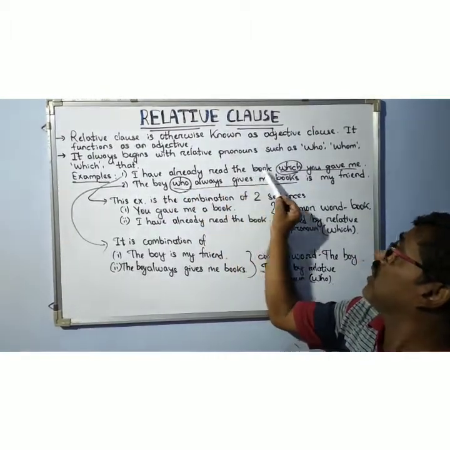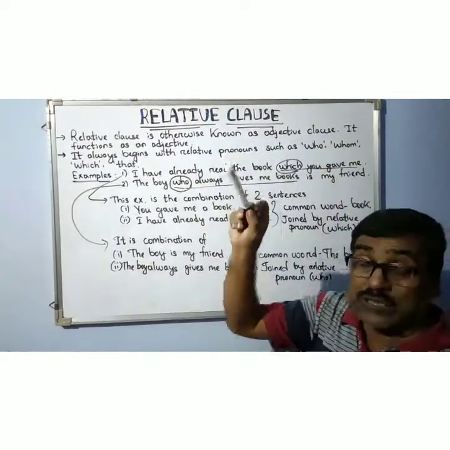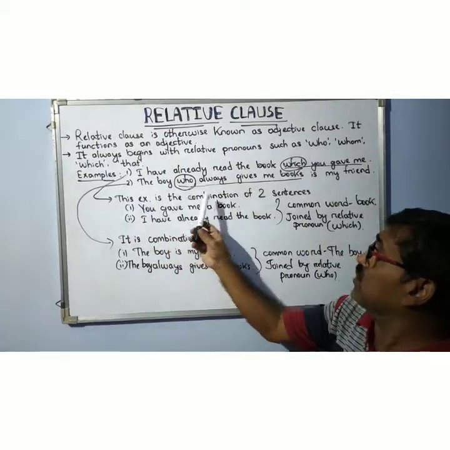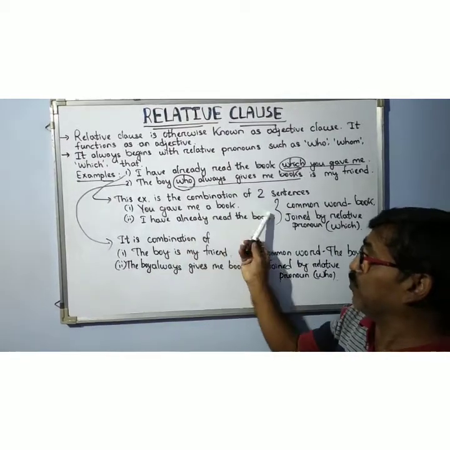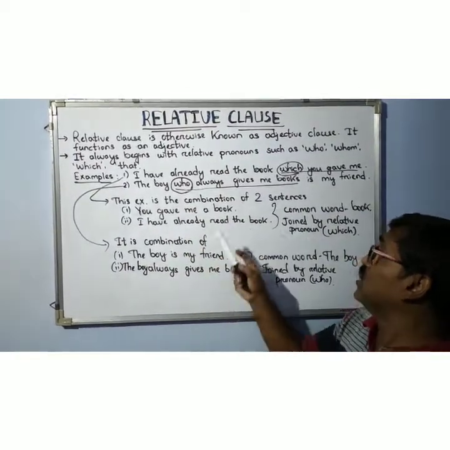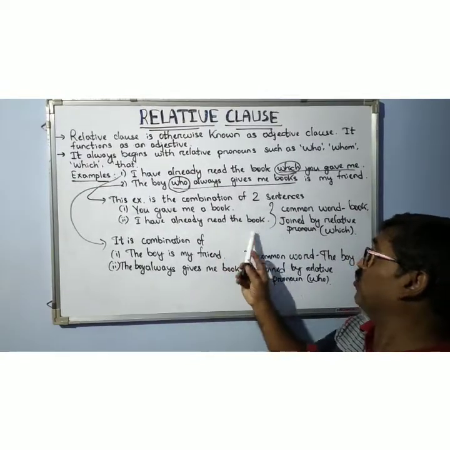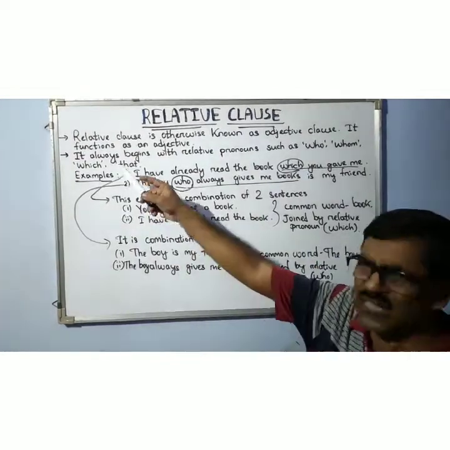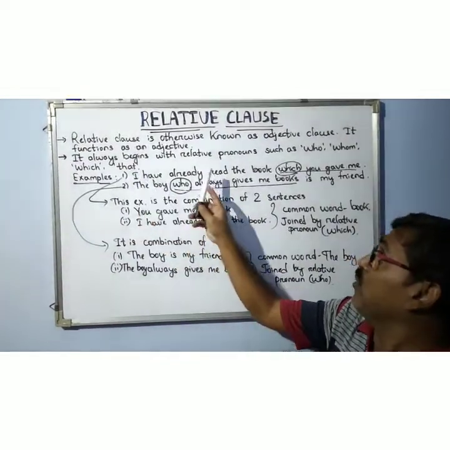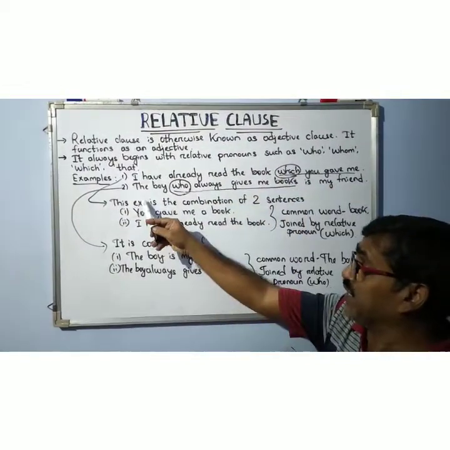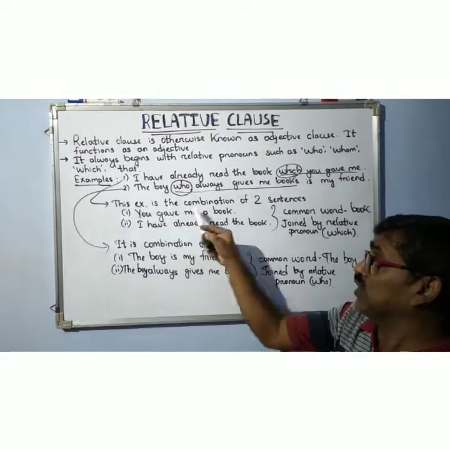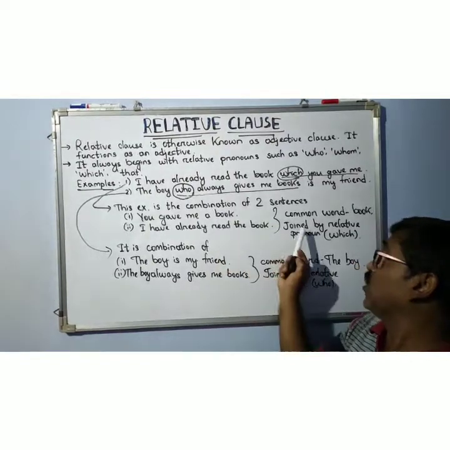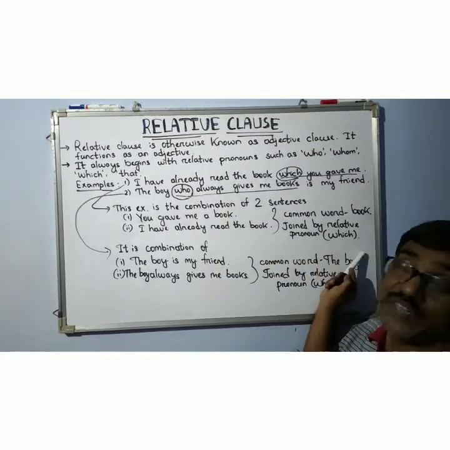I have read the book which you gave me. So this example is the combination of two sentences. You gave me a book. I have already read the book. So here the common word is the book, and it has been joined by the relative pronoun which. Again you see the first example, it has been divided into two parts. You gave me a book, I have already read the book. These two sentences have been joined by the relative pronoun which.